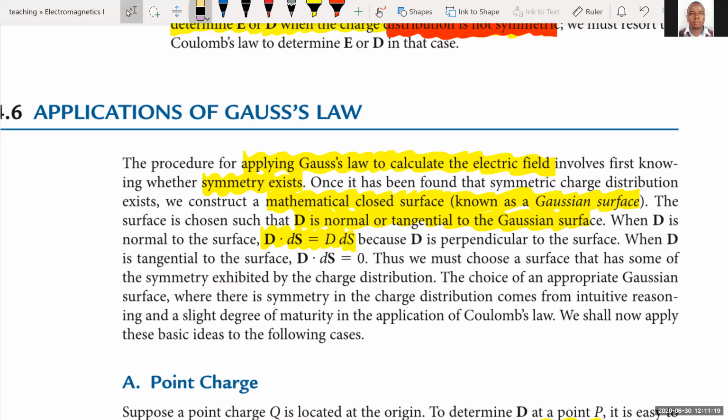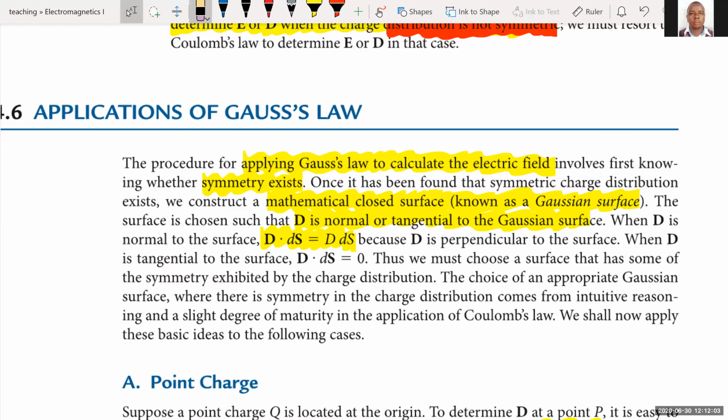When D is normal to the surface, the dot product of D and the differential surface always gives us a scalar product, which is D times the elemental surface area, because D is perpendicular to the surface. When D, on the other hand, is tangential to the surface, then the dot product of two vectors that are perpendicular always gives you a 0. Thus, we must choose a surface that has some form of symmetry exhibited by the charge distribution.